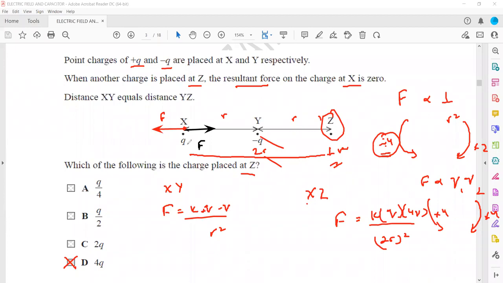Because we want to create a resultant force of 0 on charge X, it means we want the same force but in the opposite direction. As the distance between X and Z is double, the force will decrease by 4. So how do we balance that decrease in force? We should increase the charge by 4 times. Is it clear, this part, the variation in the force and the distance?